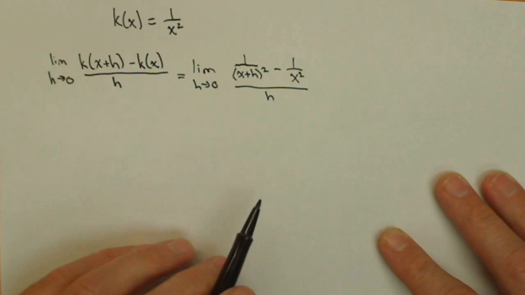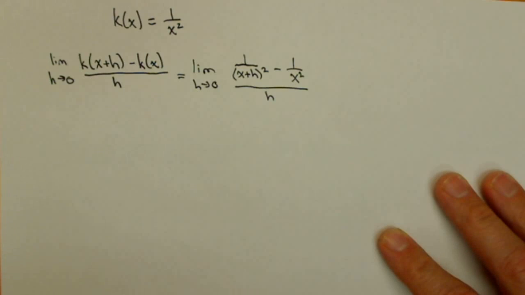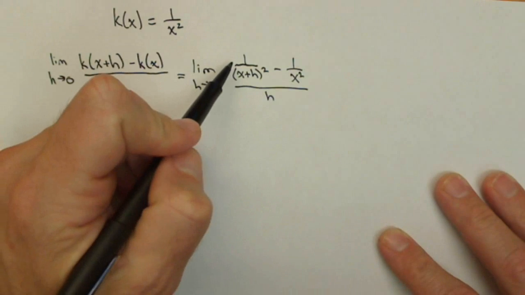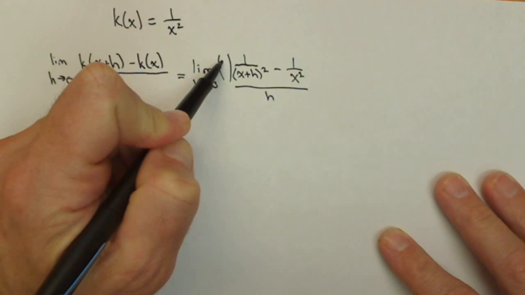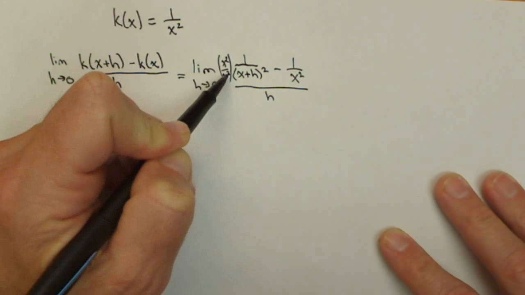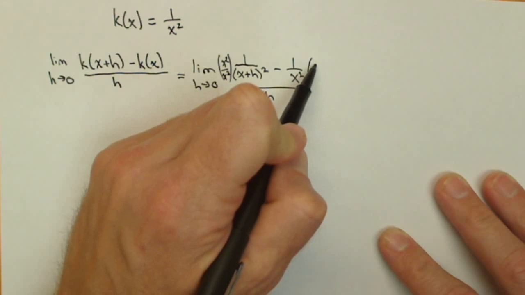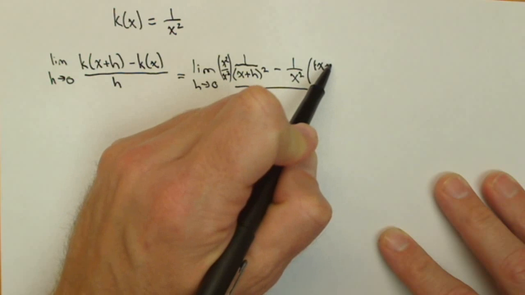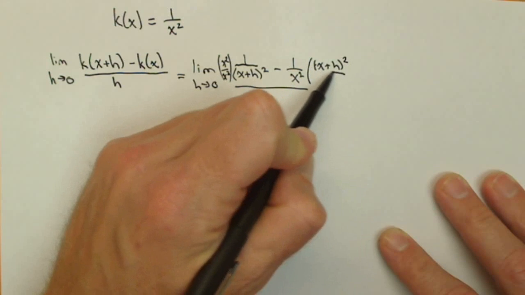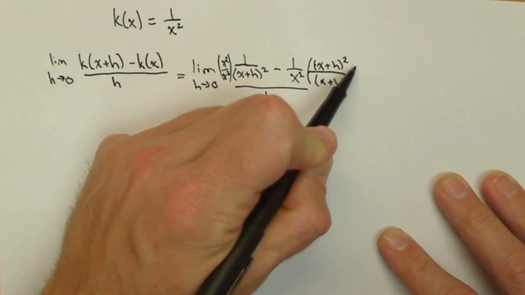Now, a good rule of thumb when you have a fraction in a fraction is to find a way to simplify that fraction. One way of doing that is getting a common denominator. So the common denominator is going to be x squared times x plus h, the quantity squared. So we're going to give both of our fractions the same common denominator.